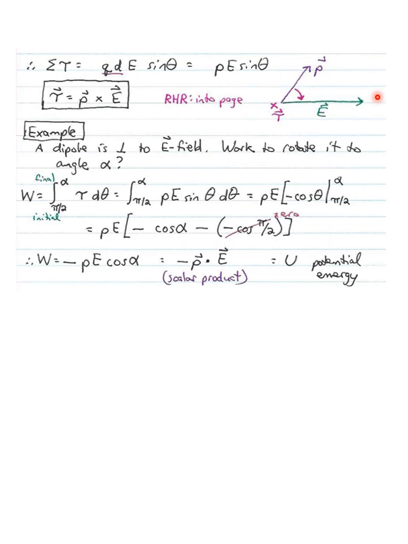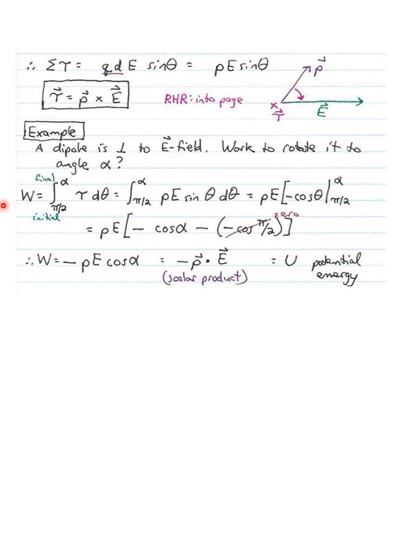Now, as an example, let's say that a dipole is perpendicular to the electric field. So instead of the drawing in the picture there, let's imagine that's a 90-degree angle and the dipole moment is pointing straight up. What is the work that you have to do to rotate it to some angle alpha? Now, this isn't the work that the electric field does. This is the work that some external force does to rotate it from perpendicular to some angle alpha.